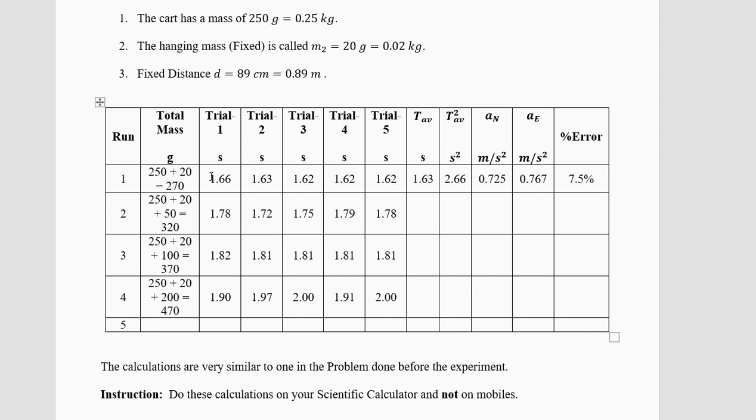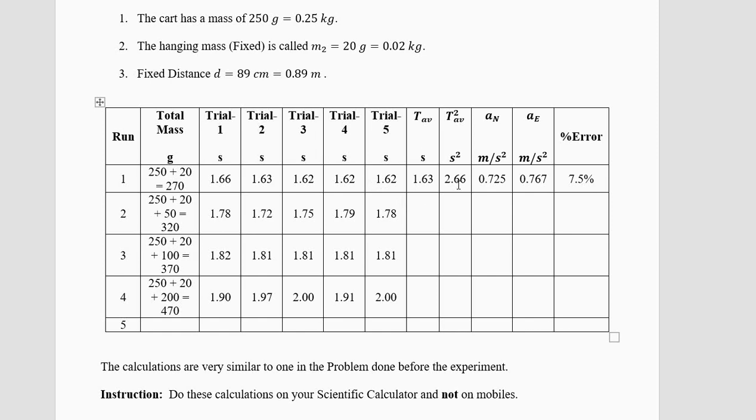Now 1.66 seconds is the first trial. In the experiment we have to repeat it, so we are going to repeat it 5 times: 1.66, 1.63, 1.62, 1.62, 1.62. You take the average, you will get 1.63 seconds. Calculate the square of 1.63, you will get 2.66.